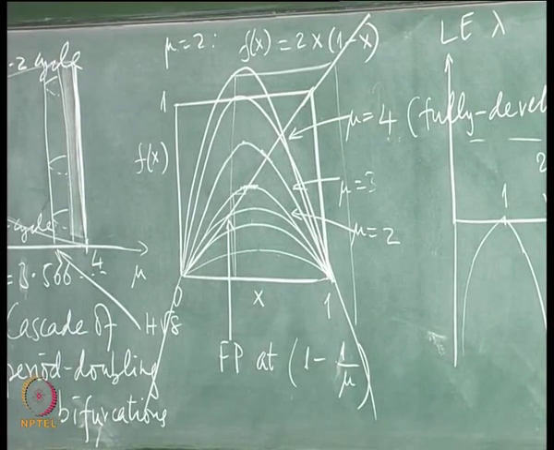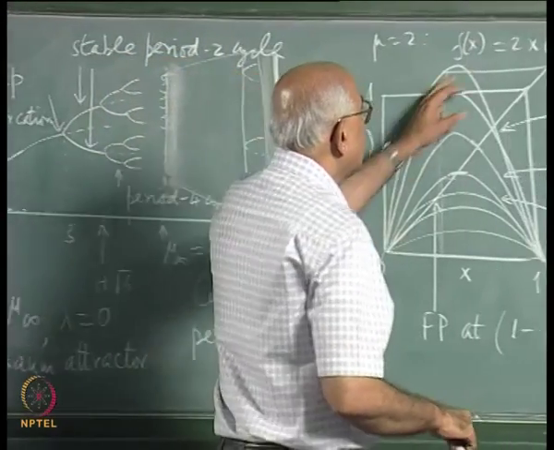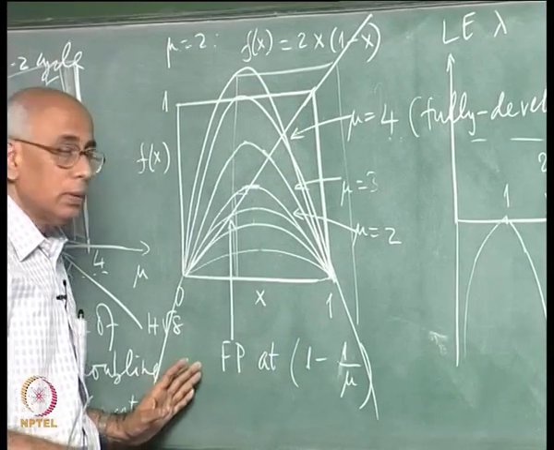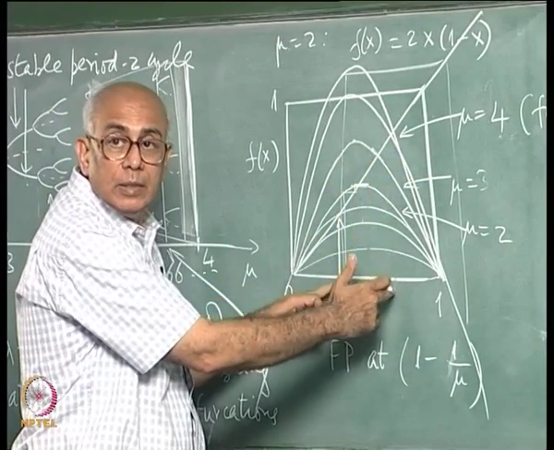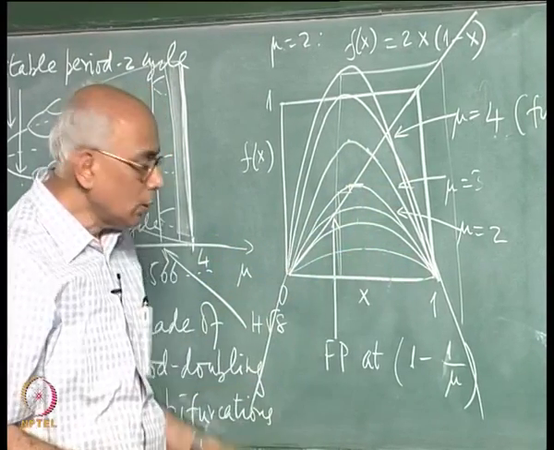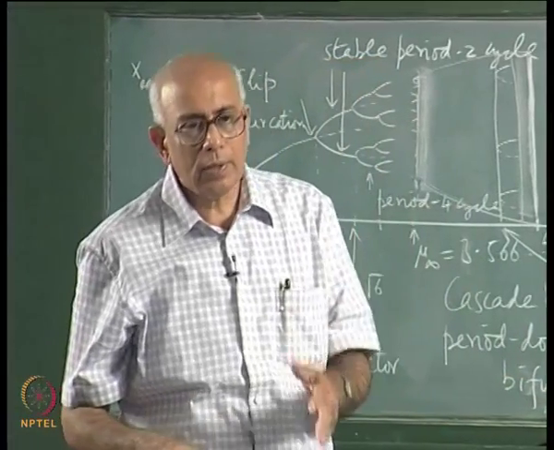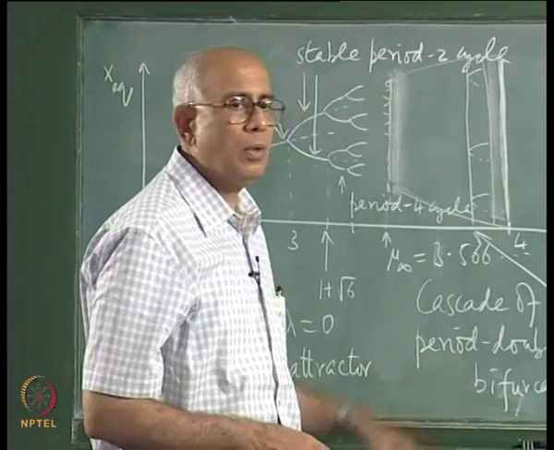Till mu equal to 4, points which started inside the unit interval remained inside there. But now things have started escaping out of it. All points do not escape. All the pre-images of this interval would escape, and so on. So you have a very complicated set of points which would escape, and a complementary set of points which would remain inside, and these would form what are called Cantor sets.